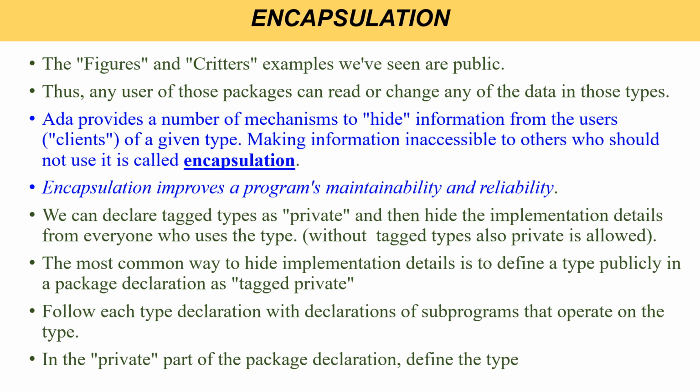So we can declare a tagged type as private and then hide the implementation details from everyone who uses the type. The most common way to hide implementation details is to define a type publicly in a package declaration as tagged private. Follow each type declaration with the declaration of subprograms that operate on the type. The private part of the package declaration defines the types.